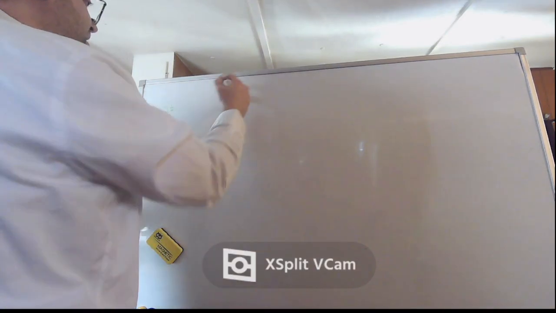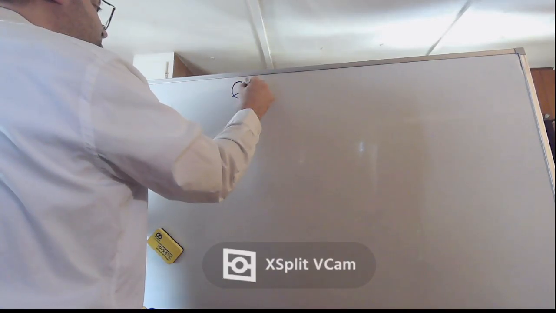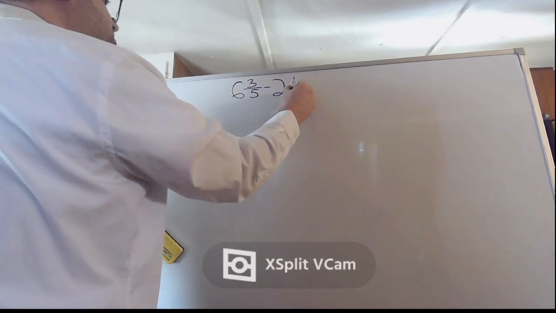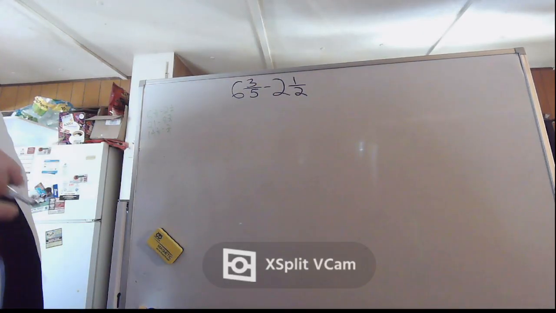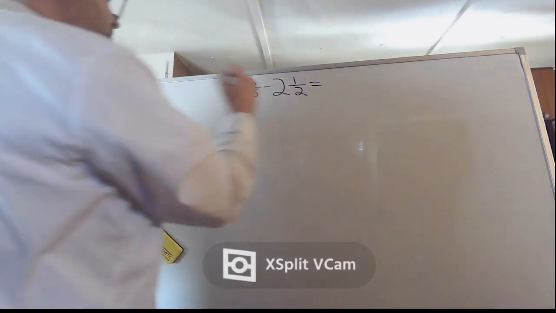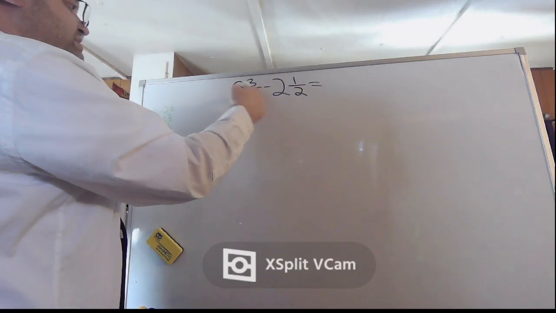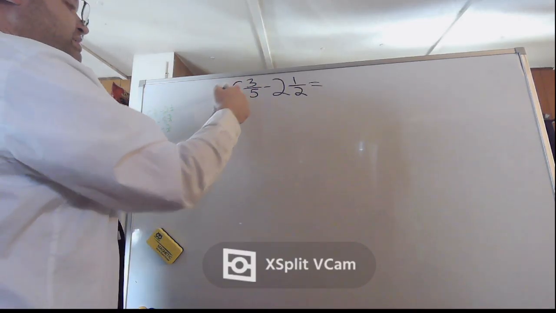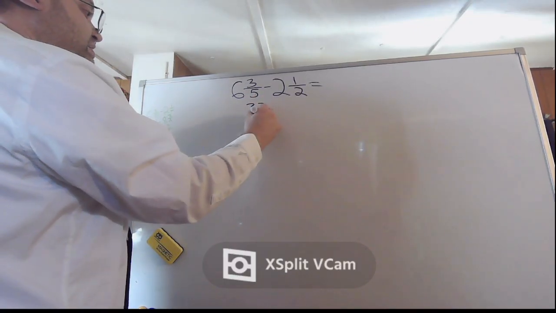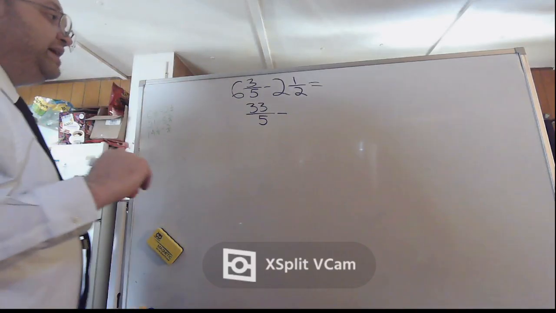Alright, so let's say I got 6 3/5 minus 2 1/2. So 6 3/5 minus 2 1/2. Again, start out by converting these into improper fractions. So the denominator of 5 times the whole number 6 is 30, plus the numerator 3 would be 33/5. So you'll have 33/5 minus, now we deal with 2 1/2.